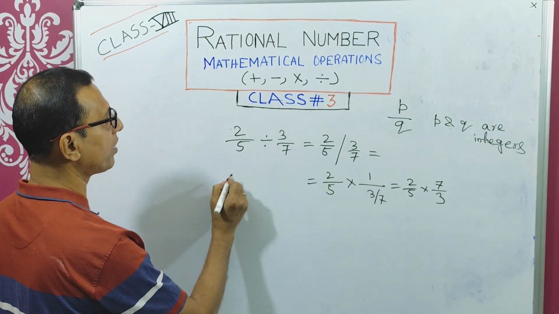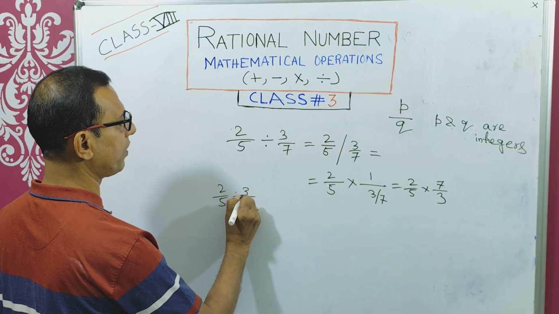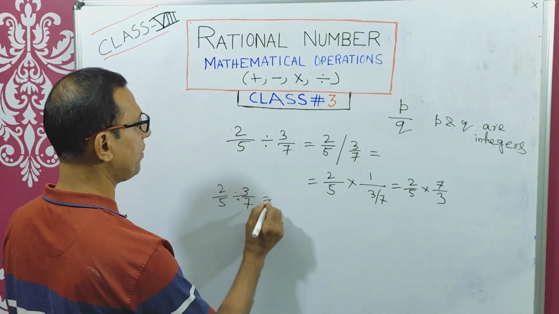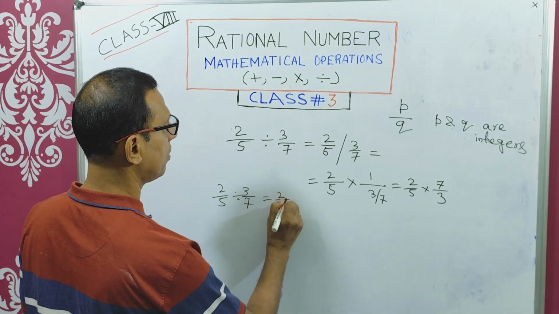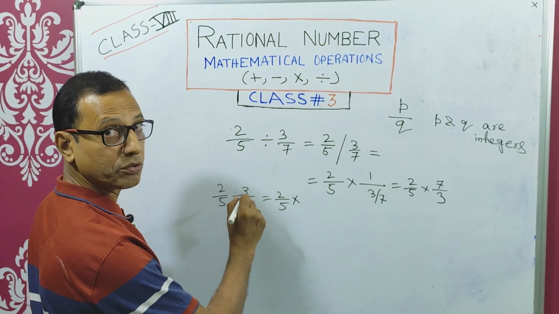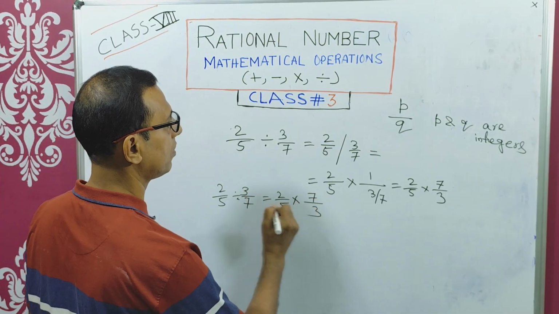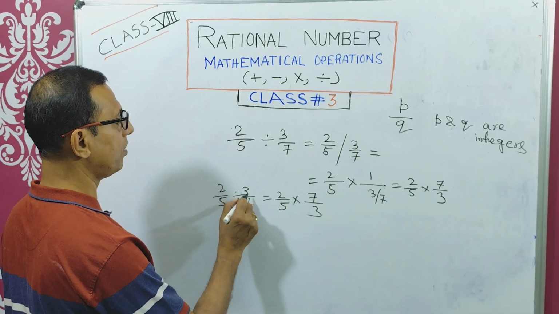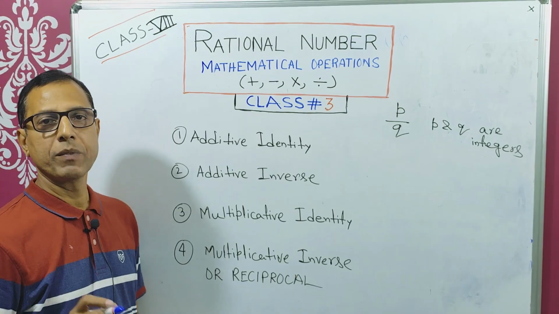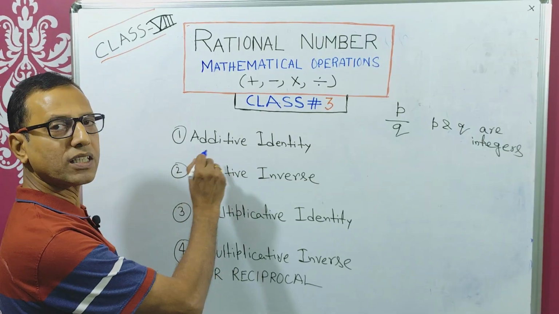For any division, if the division is of two different fractions, those are also rational numbers. If you change from division to multiplication, that means you need to flip the numerator and denominator. You need to take the reciprocal. 2 by 5 divided by 3 by 7 equals 2 by 5 into 7 by 3. You need to remember that. Okay, there are a few more things you need to understand. So these are the terms.